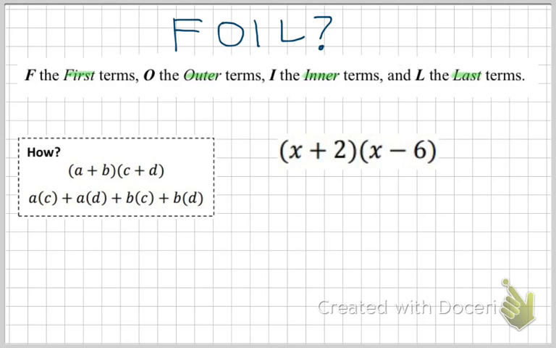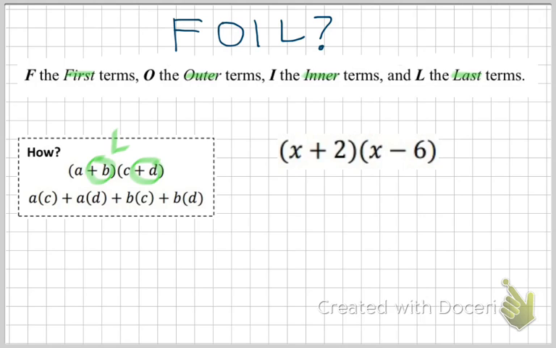Outer terms means the two terms that are on the outside. If you could box this up somehow, it would be the two terms that are on the outside of the parentheses. Inner are the two inner terms. The ones kind of close to each other, it's just parentheses separating them. And of course, if we had first terms, then we have last terms, the two last terms for each binomial.